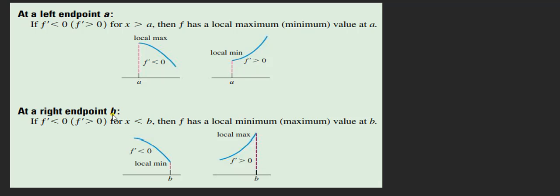And at right endpoint b, there will be a local minimum at b if f prime is less than 0 for x less than b, because that implies that f is decreasing. There will be a local maximum at b if f prime is greater than 0 for x less than b, because that implies that f is increasing.